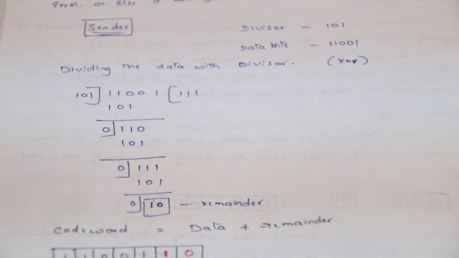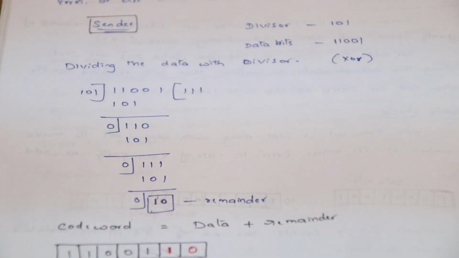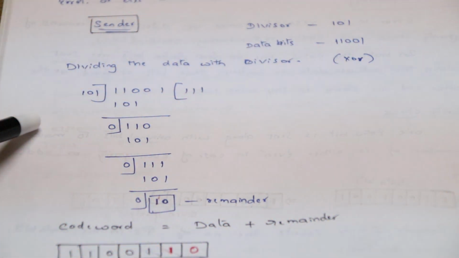For example, consider that my actual data is 11001, which I have to send from my side to the receiver side. Now here we have an additional data, that is the divisor. What we are going to do here is divide the data bits with the divisor. You can see in this example the divisor value is 101 and the data bits are 11001. So in this example, I am dividing the data with the divisor.